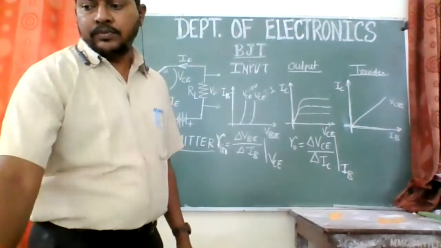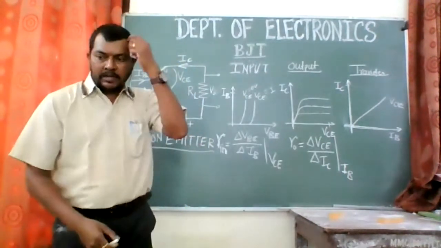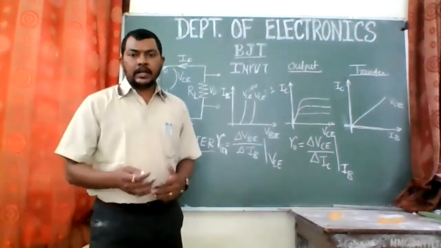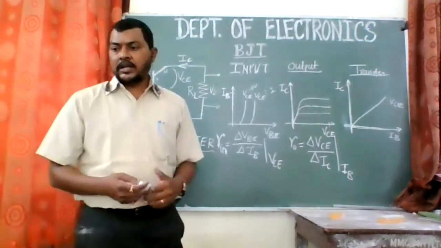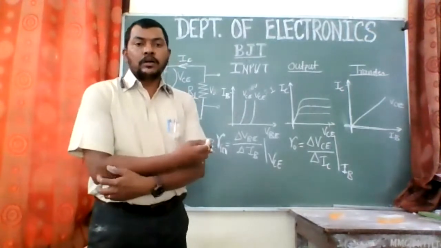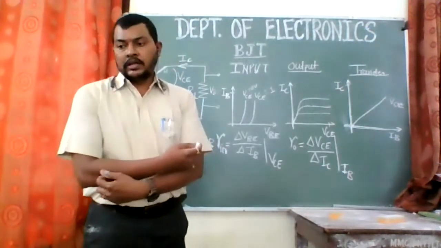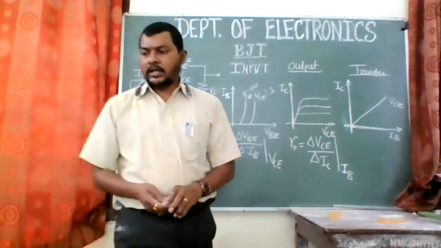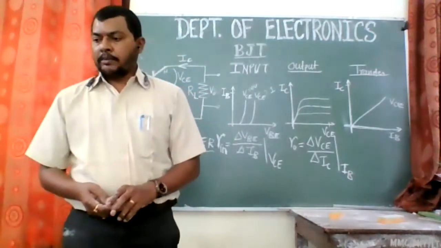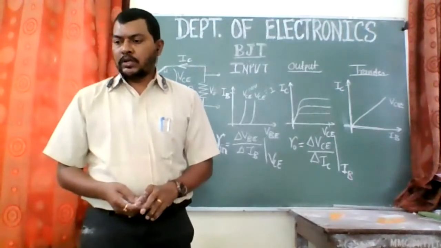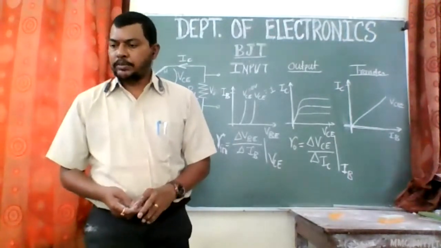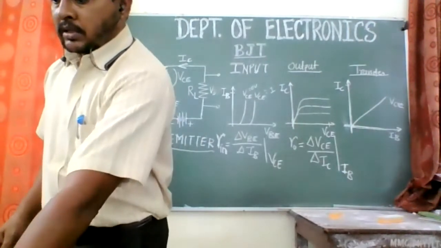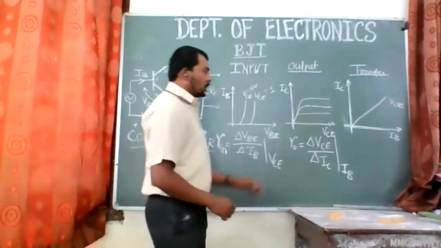The graph, the transfer characteristic of common emitter configuration, is linear. That is, as the base current increases, the collector current also increases. And a very small current flows in the collector with IB equal to 0. This current is known as the leakage current, that is ICBO.